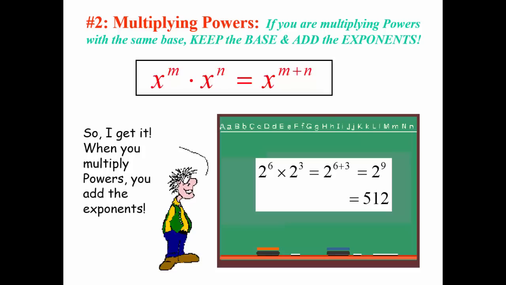So our little friend here says, I get it. When you multiply powers, you add the exponents. Multiplying powers means you add the exponents.